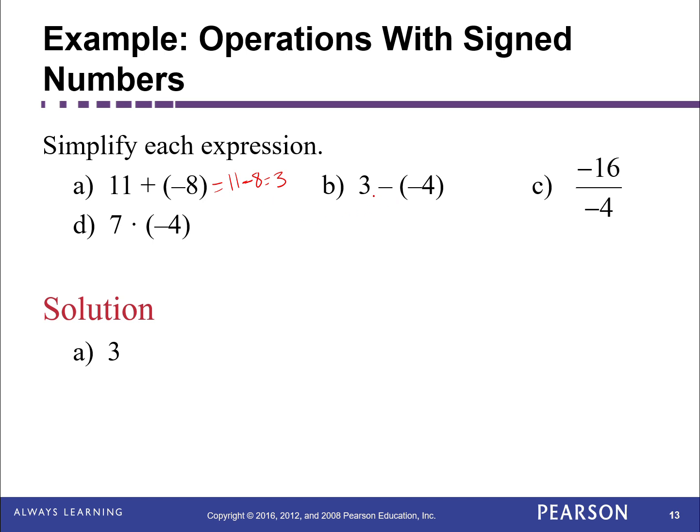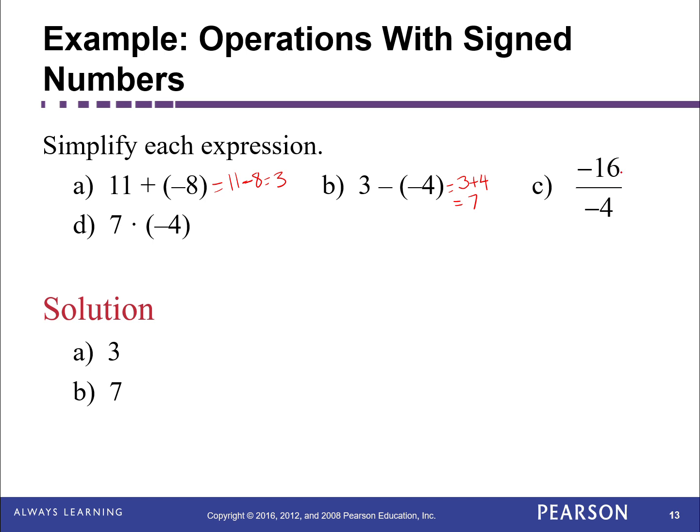All right, for B, I have 3 minus negative 4. What do we know and what did we learn about minusing negatives? Okay, so 3 minus a negative 4. If I have minus a negative here, it's supposed to become a positive. So it should be the same thing as 3 plus 4. That should be 7. Okay, for C, negative 16 divided by negative 4.